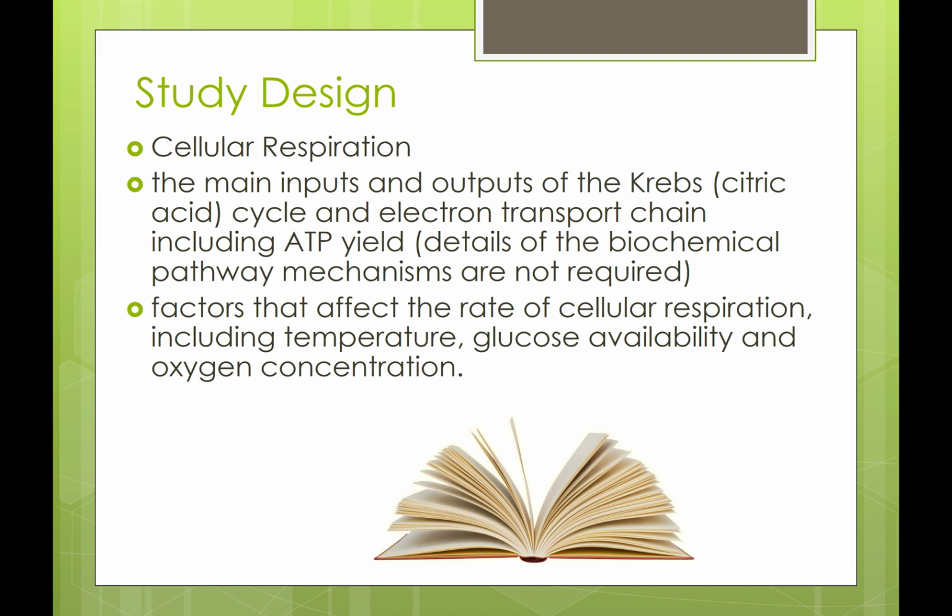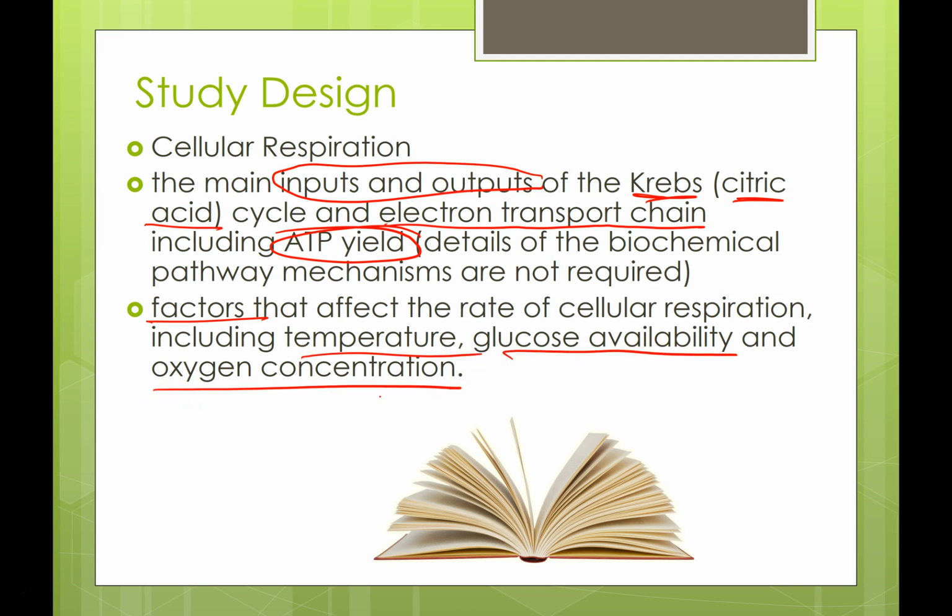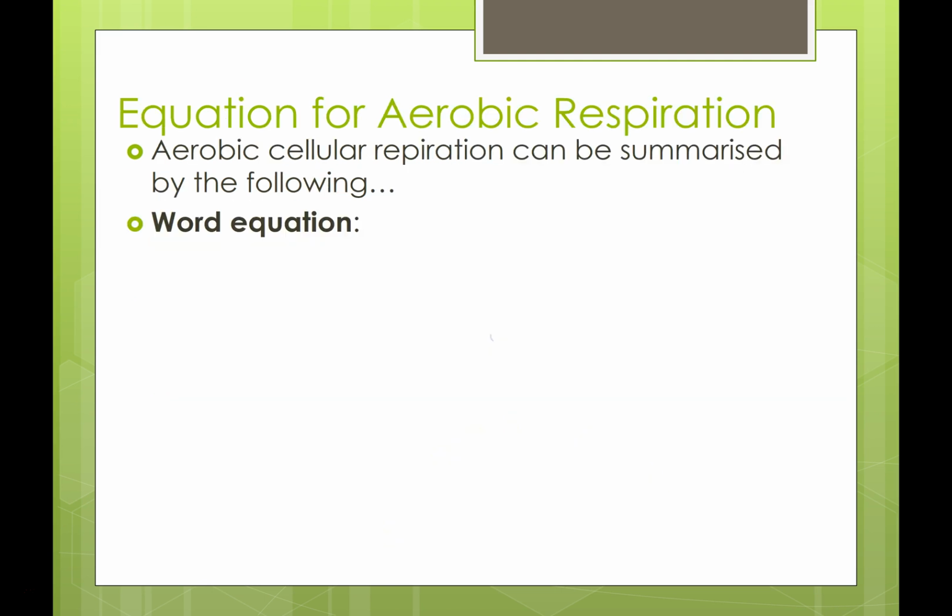Alright, so in your study designs today, we're going to finish off cellular respiration. We're going to look at the main inputs and outputs of what we call the Krebs or citric acid cycle, and the inputs and outputs of the electron transport chain. And we're going to have a quick chat about ATP yield. That's a bit of a contentious topic though. Remember, details of the actual biochemical pathways aren't required. Lastly, we're going to touch on the factors that affect the rate of cellular respiration, including temperature, glucose availability, and oxygen concentration. We're not going to go into these 2 in depth though, because we've had a good idea about them.